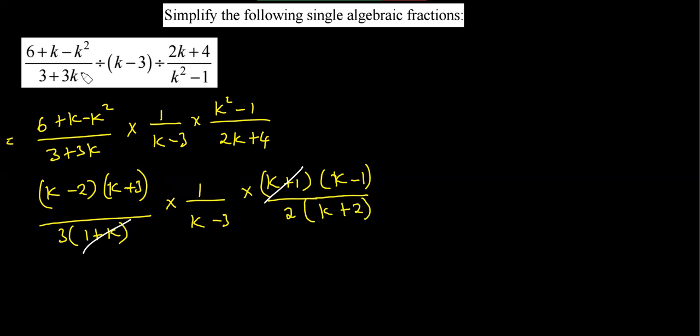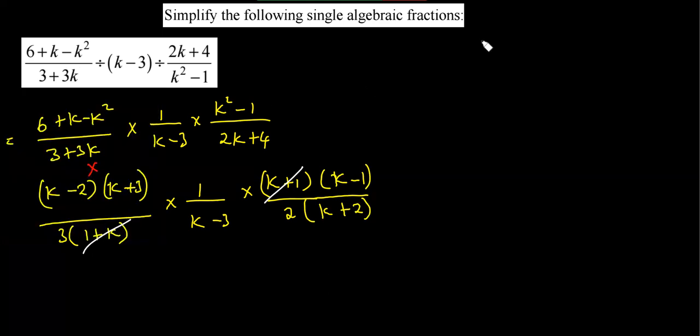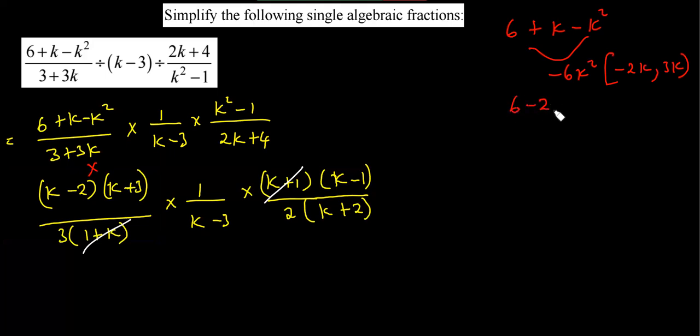Let me see here if we've done our factorization okay there. Let's look at this one here. If we have 6 plus k minus k squared, we take this one, we're going to have negative 6k squared. Then what do we have now? The two factors, which are negative 2k and 3k. Then we say 6 minus 2k plus 6 minus 2k, then plus 3k minus k squared.